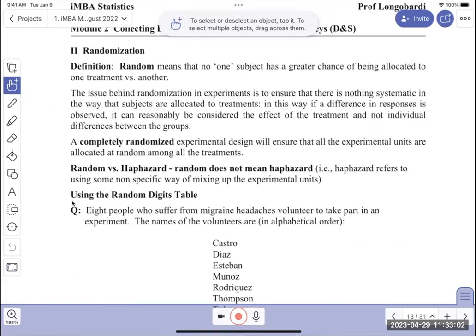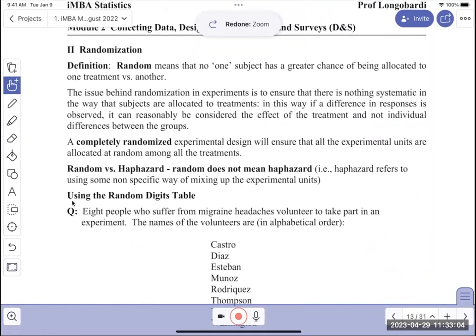Okay, randomization. Let's talk about that. Random means that no one subject has a greater chance of being allocated to one treatment versus another. The issue behind randomization in experiments is to ensure that there is nothing systematic in the way that subjects are allocated to treatments. In this way, if a difference in responses is observed, it can reasonably be considered the effect of the treatment and not individual differences between groups.